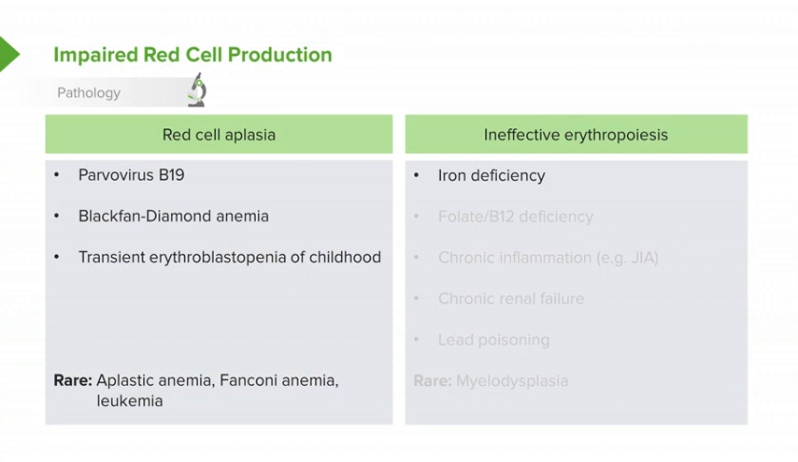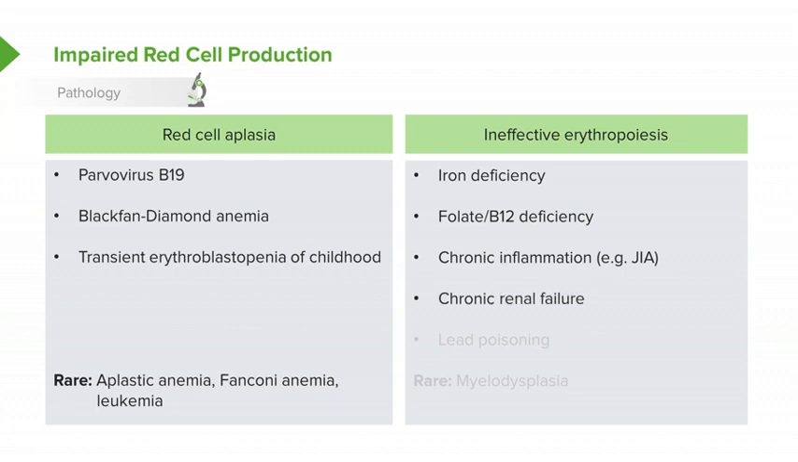This can be because of a problem with actually just making the red cells. They're having a difficulty at some stage. One is obviously iron deficiency. Patients could also be folate or B12 deficient. Chronic inflammation, such as juvenile idiopathic arthritis, can cause an ineffective erythropoiesis.